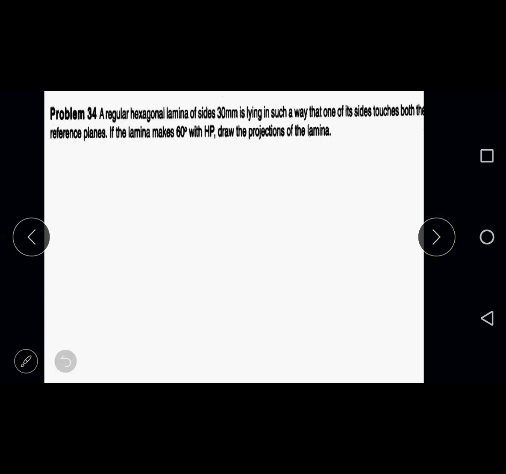So problem 34: a regular hexagonal lamina of side 30 mm is lying in such a way that one of its sides touches both the reference planes. If the lamina makes 60 degree with HP, draw the projection of the lamina. So just by reading the statement, you will have a lot of doubts, you will have a lot of confusion in this problem, because the statement itself is very short and sweet.